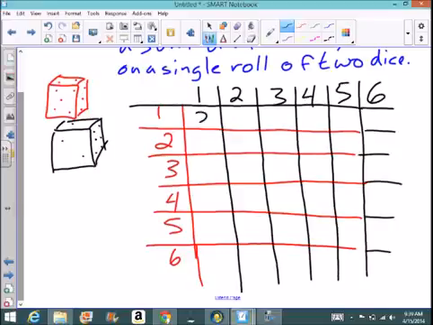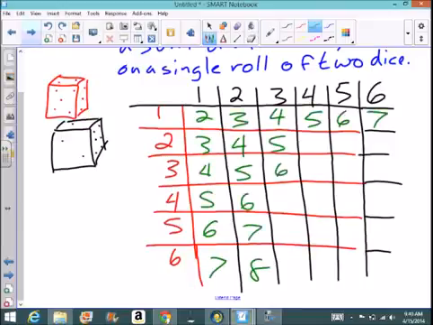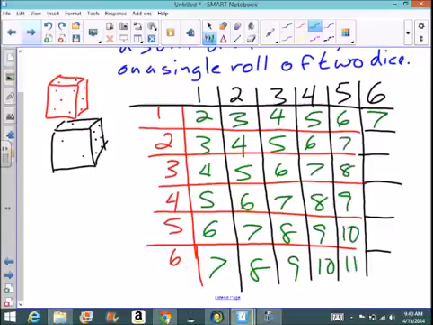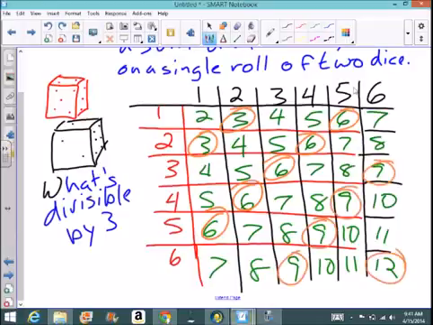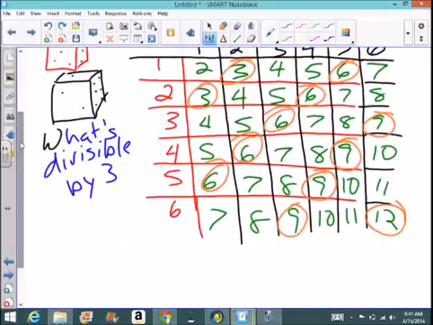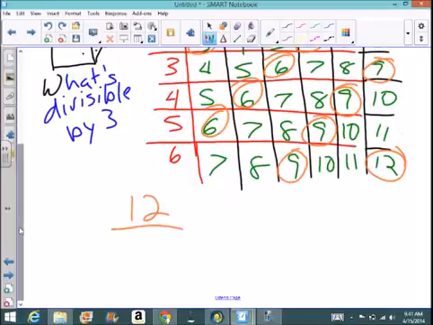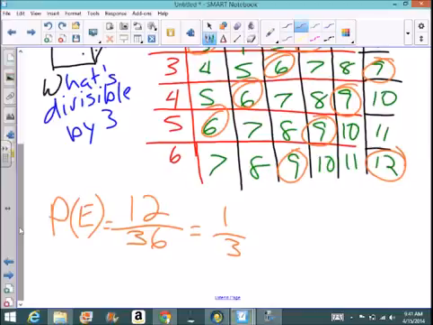If I make a chart like this and then I add the sums, 1 plus 1 is 2, 1 plus 2 is 3, and so on and so forth. In the grid, I'm just going to fill out the sums of the 2 dice. And now what I'm going to do is try to figure out what's divisible by 3. So I'm going to circle 3 is divisible by 3, 6 is divisible by 3, and 9 is divisible by 3. And so if I add all those up, I get 12 out of the total number of outcomes, which is 36, which reduces down to 1 out of 3. So the probability of me rolling a number that is divisible by 3 is 1 out of 3.